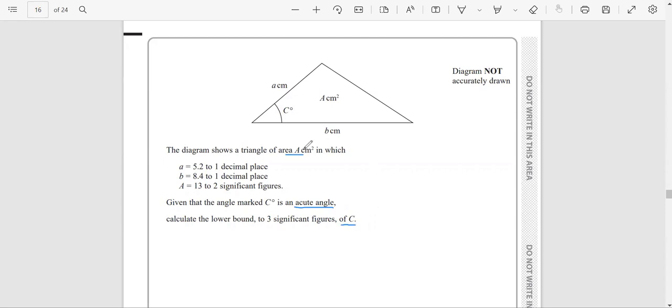The first thing is, since the area is given here, what's the formula for finding the area in trigonometry? We know it's half AB sine angle C. So we need to get the value or the lower bound for angle C. You will try to work on making C the subject. So what you will do is, you're going to shift half AB to the other side by division to make sine C the subject. So it will be A divided by half AB gives you sine C in here.